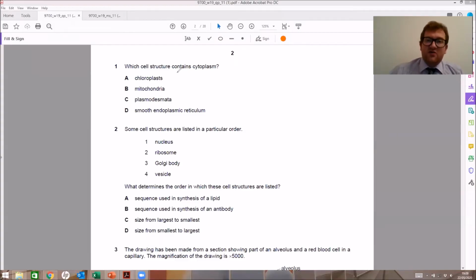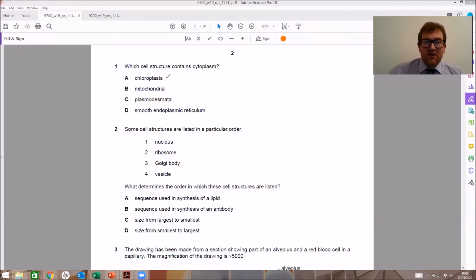Question 1. Which cell structure contains cytoplasm? Before you answer this question, you might have thought about the endosymbiont theory, that the mitochondria and chloroplast were once prokaryotic cells that became a part of eukaryotic cells later on. So you might think either A or B could be the answer here. But this question is referring to the cell structure that contains the cytoplasm. It's really referring to the cytoplasm of the cell itself, rather than the internal structures of each organelle.